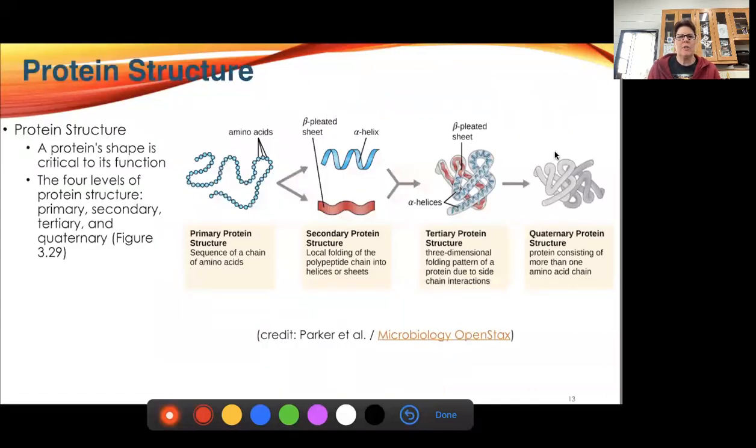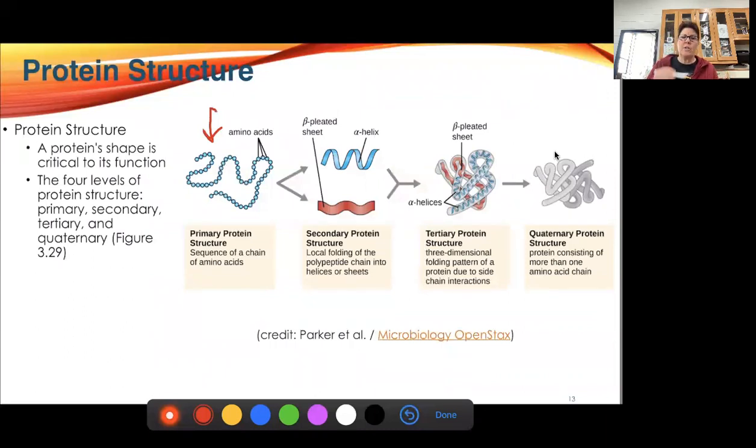When we have our protein structure, like I said, we have our primary sequence, which is just how the beads are put together, how they're strung together. Based on those side chains, we can get different shapes. We can get what's called an alpha helix or a beta pleated sheet, and that's referred to as our secondary structure.